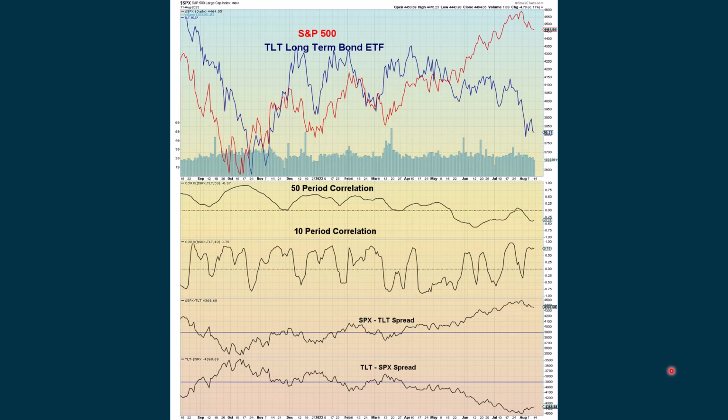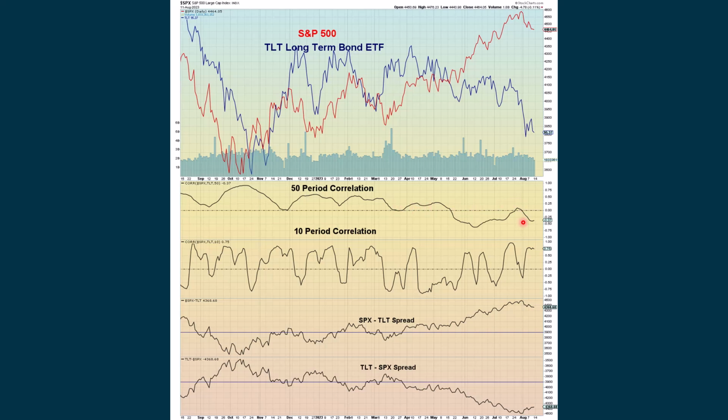Keeping an eye on bonds. We have the S&P 500 on top. That's the red line. And then we have the long-term bond ETF, which is the blue line. We look at the long-term correlation between the two. For quite a while, they tended to have a pretty strong correlated relationship. We're seeing that fall off now as they go in opposite directions.